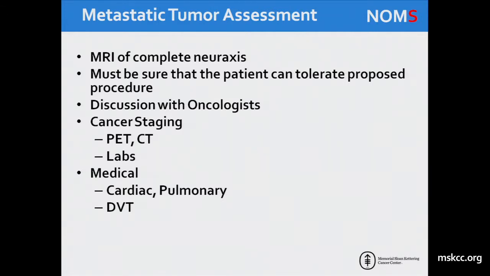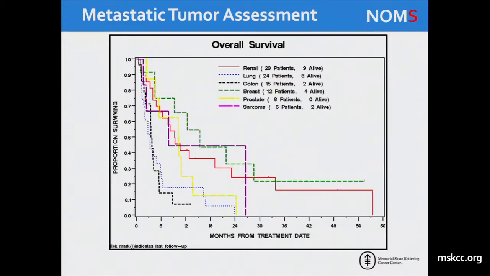we get medical clearance. All of our patients are screened with Dopplers because these are cancer patients who are less mobile because of their spinal disease, and they're very high risk for DVTs, and we often pick up asymptomatic DVTs prior to taking these patients to surgery. And then we'll look at the tumor histology.